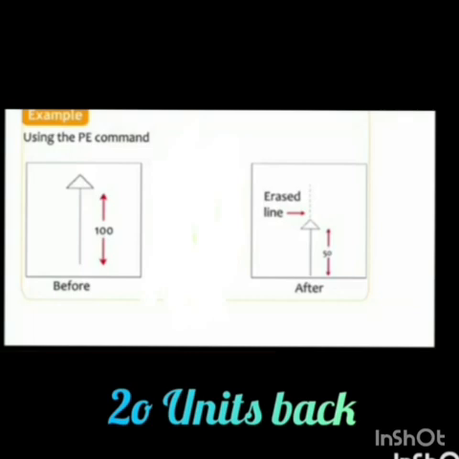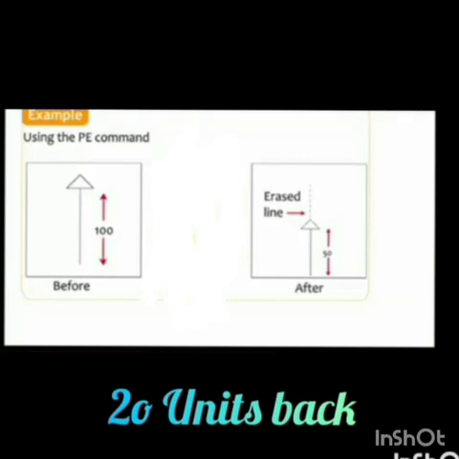Once the PE command is given, the FD (forward) or BK (back) commands will erase the lines in that direction instead of drawing. For example, FD 50, it means forward 50. After the command FD 50, we give the PE primitive followed by the BK command: PE, BK 20, back 20.